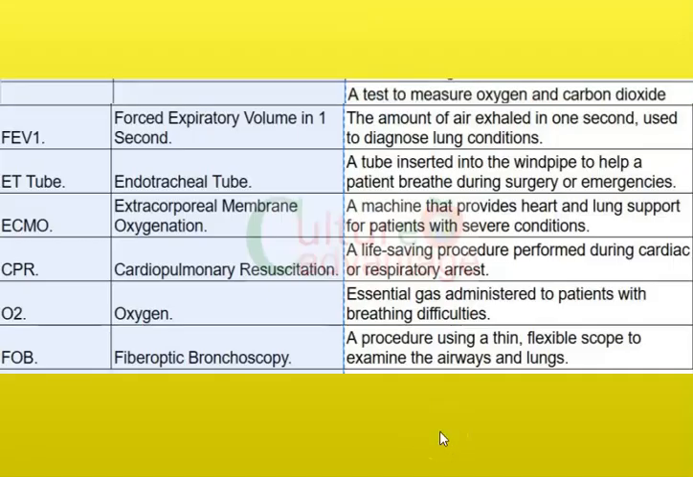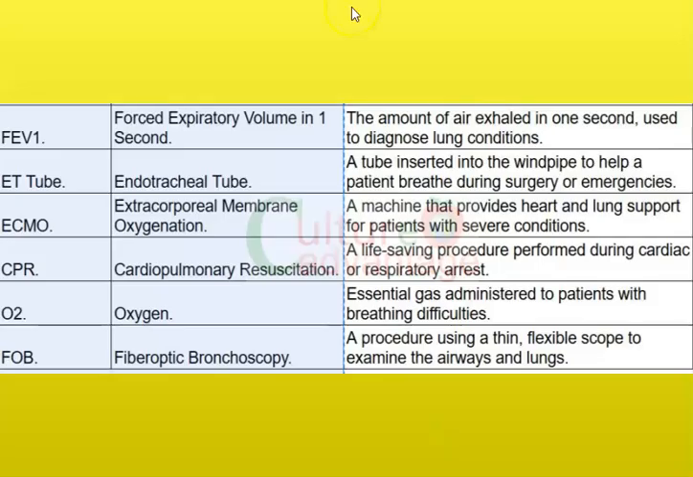ET tube, endotracheal tube. A tube inserted into the windpipe to help a patient breathe during surgery or emergencies.